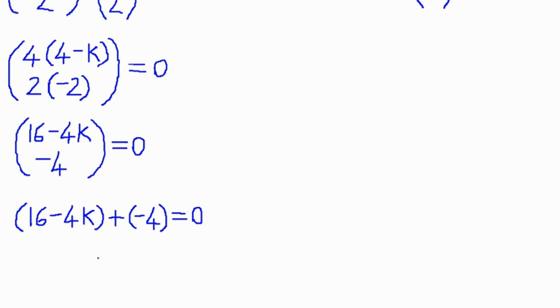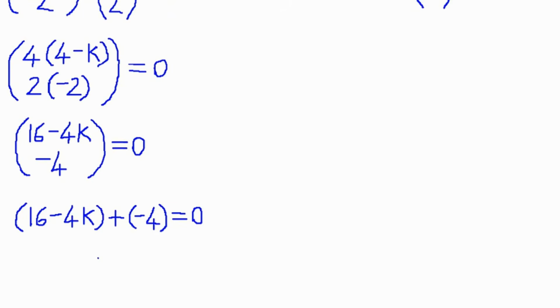In such a case, it is 16 minus 4k. That is the first one. It is going to be enclosed in parentheses, and then you're going to say plus the bottom term, and the bottom term is -4, so it is going to be enclosed in parentheses just as it is, and then that is equal to 0. So this is how it is going to be.